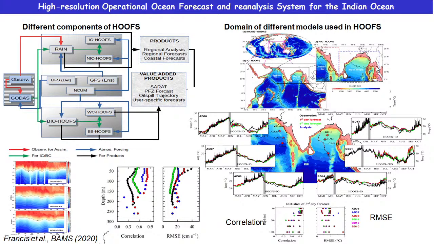This is the Bay of Bengal setup of the ROMS. It also has a resolution of 1/48 degree, and we have done extensive validation of different parameters, temperature, currents, coastal currents, equatorial currents. All those things are done extensively, and if any of you are interested to see, please read this particular paper in Bulletin of American Meteorological Society published last year. It has the total description of the system.